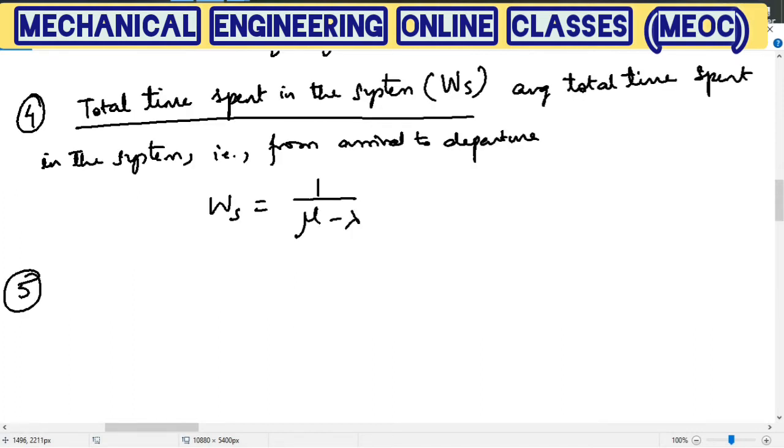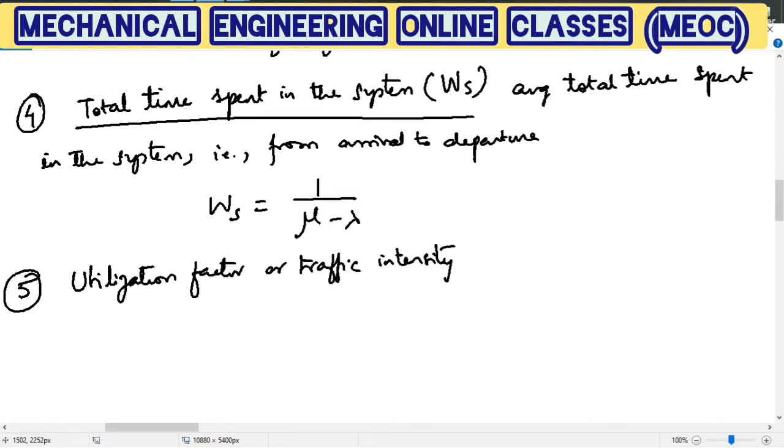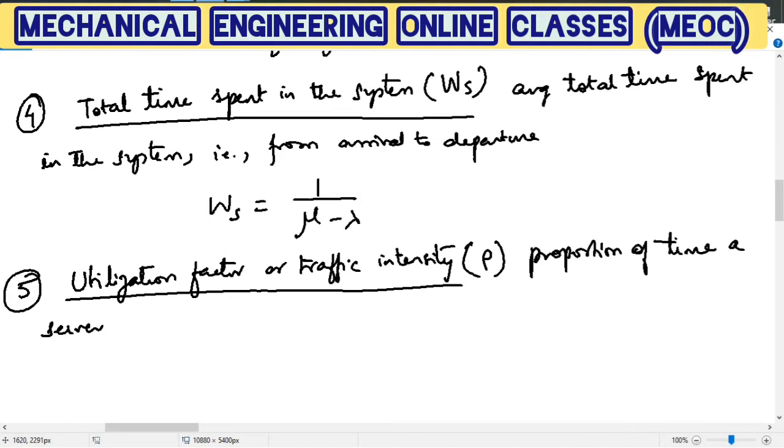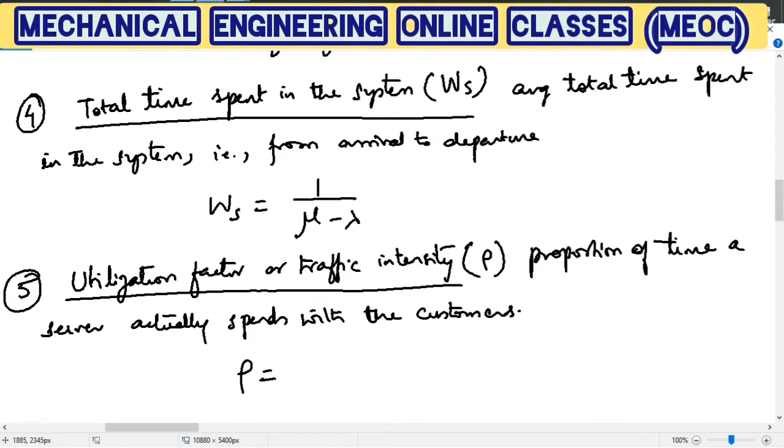The fifth one is the utilization factor, also called traffic intensity, denoted as rho. The traffic intensity or utilization factor is the proportion of time a server actually spends with customers. How much time a server spends with customers is the utilization factor, rho, which is given as lambda by mu.